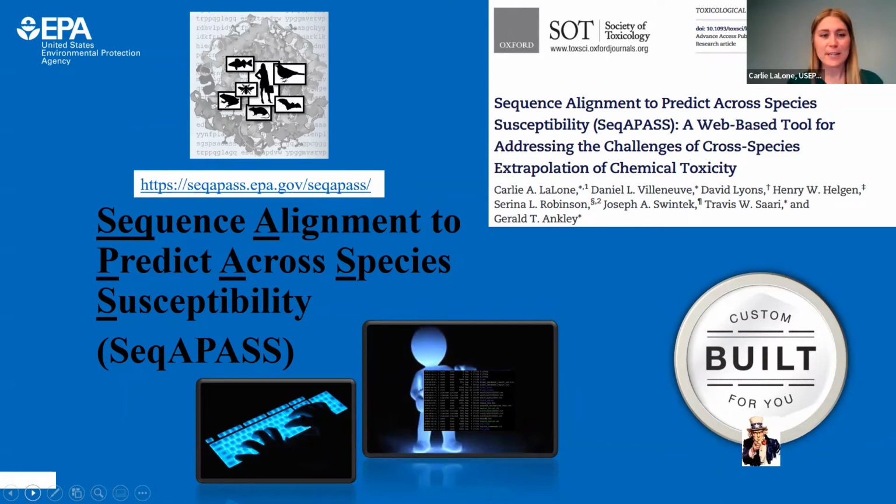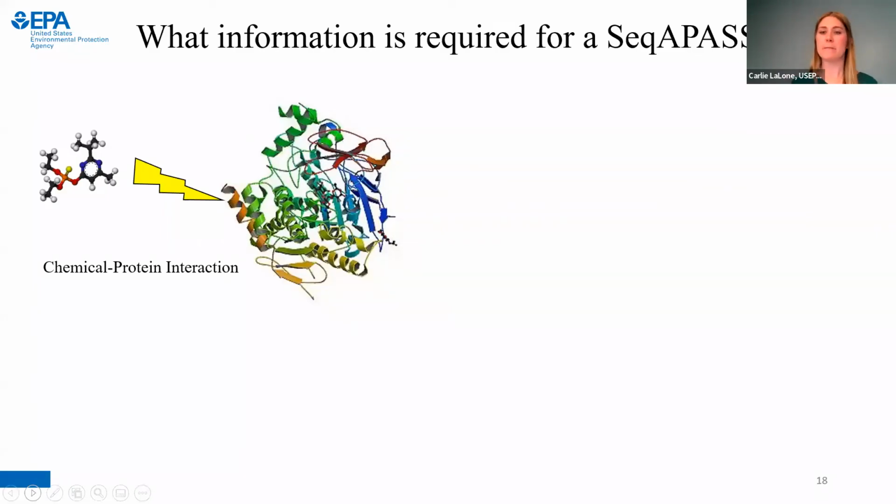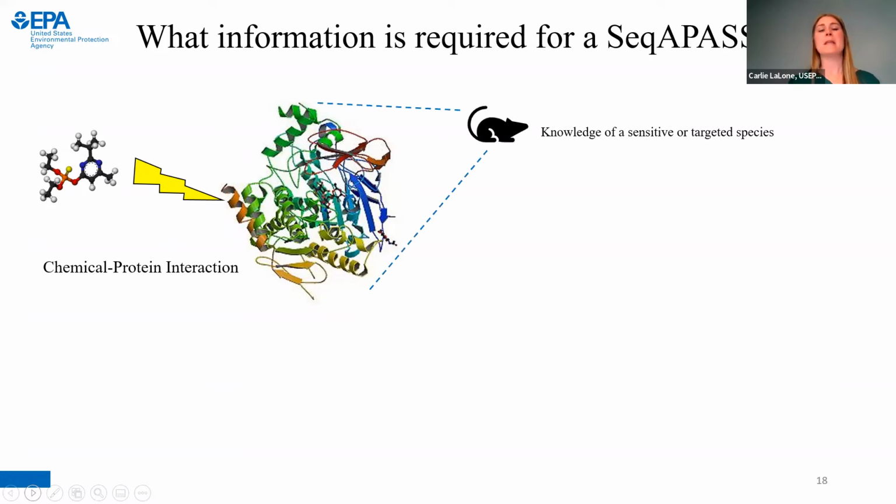So for SeqAPASS, and trying to make extrapolation from the knowledge of a species to other species, there's a couple of pieces of information that are required, and it depends on how much we know about that chemical protein interaction. First of all, we have to have knowledge of a sensitive species or a targeted species. We had talked about pharmaceuticals and pesticides. Many times we understand the protein target, the molecular initiating event that the chemical interacts with. And in the context of industrial chemicals and other types of environmental contaminants, ToxCast assays and those types of high throughput assays can help us to identify protein targets.